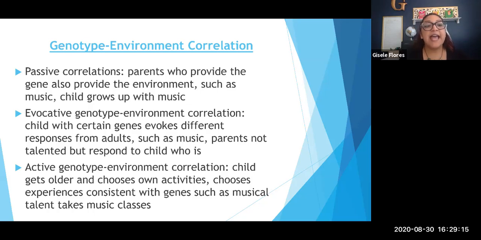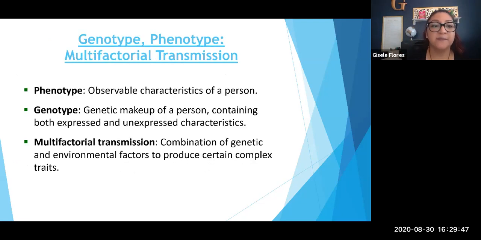The last one is active genotype-environment correlation. This is if the child has always had this longing for music or art or something that is a gene in their body, but never really acted on it until they grew up as an adult and realized, you know what, I've always wanted to do this. I'm going to actively seek out these opportunities to grow my passion, to grow what I know I'm good at. Okay, so three different types of genotype-environment correlations.